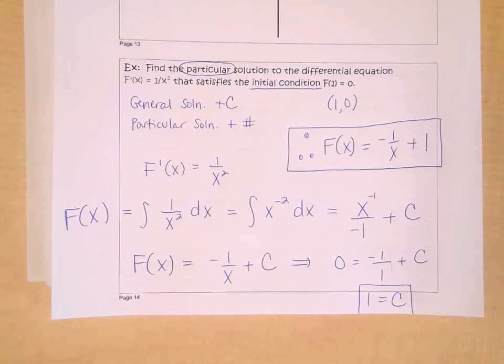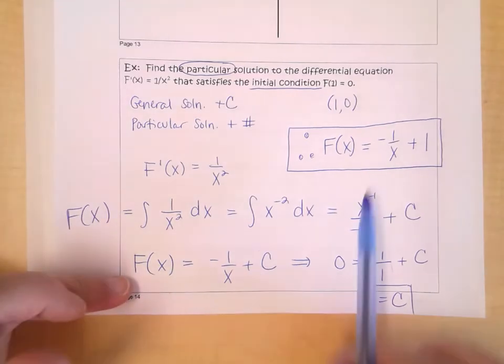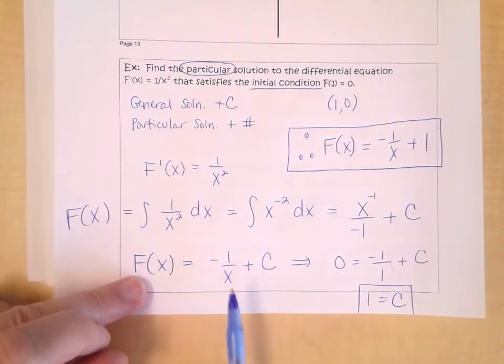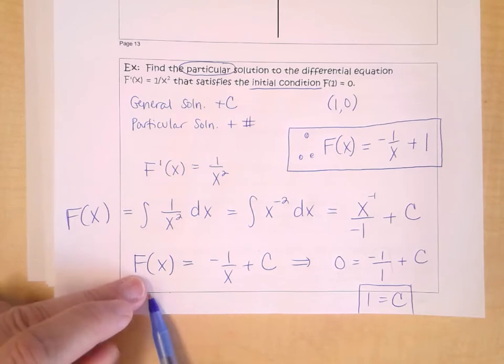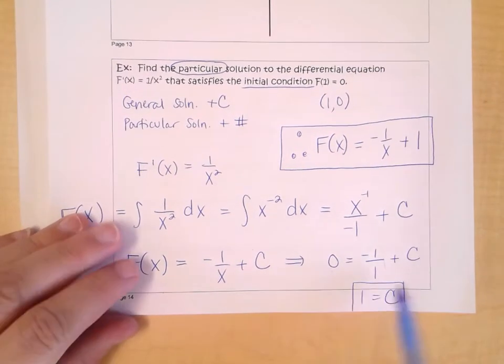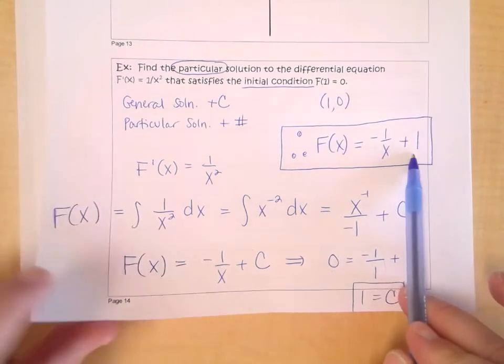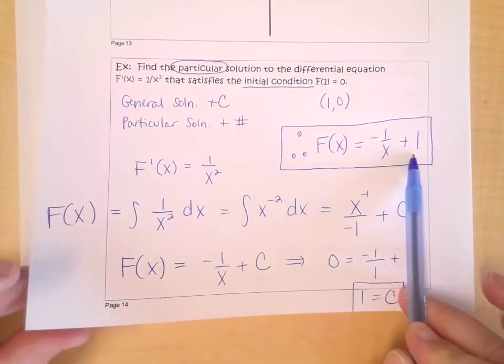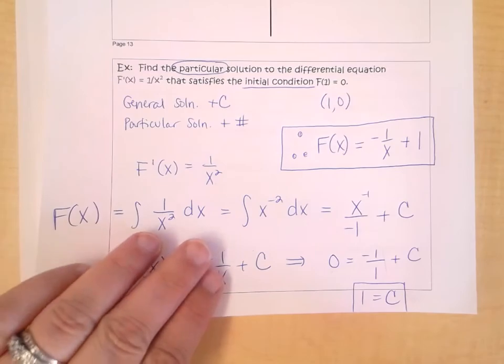Okay, so the process would be find the general solution, plug in what you know, make sure you plug in your x value and then your y value becomes the 0. Solve, but this isn't the answer. Plugging it into the final equation is the answer. Just like that, we're almost done.